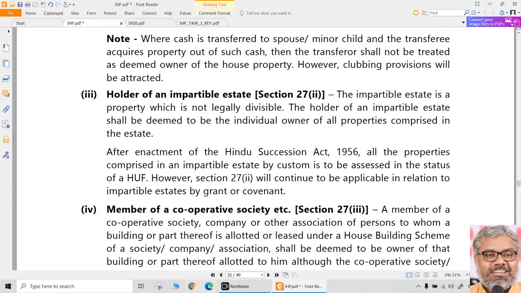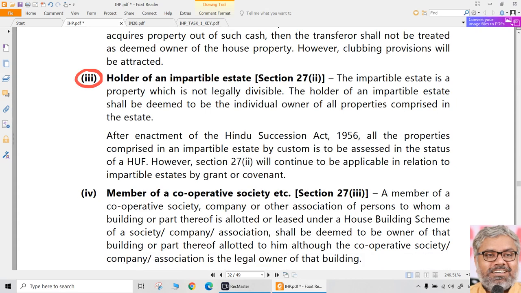That's all. Similarly, there are some other exceptions, which are not practically very useful and are not going to be applied anywhere by us. For example, a holder of an impartible estate. Certain estates are huge and not divisible legally. Big zamindars and all will have those impartible estates. So the assessee, if he is the owner of the impartible estate, is deemed to be the individual owner of all properties comprised in that estate.